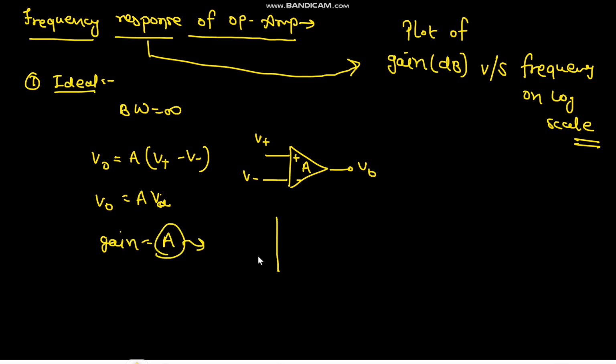That's a constant quantity. So your gain versus frequency plot would simply be a constant value. It's independent of frequency, right? So it would be a constant value, and that value will be 20 log A. So that's your frequency response for an ideal op amp. For an ideal op amp, it acts like an all pass filter, but no op amp is ideal.